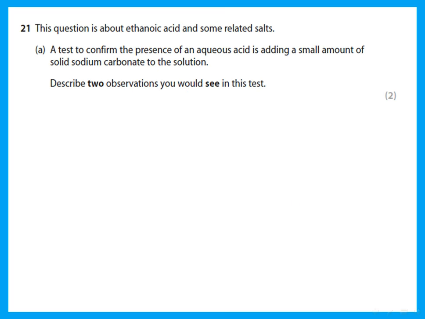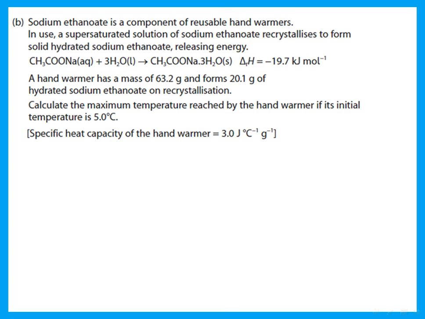A test to confirm the presence of an acid in an aqueous solution is adding a small amount of solid sodium carbonate to the solution. So he has an acid. He wants to do a test for the presence of acid by adding sodium carbonate. If I add sodium carbonate to an acid, describe the 2 observations you would see. Of course, you're adding carbonate to an acid. The solid will dissolve and it forms carbon dioxide gas, so bubbles of gas are formed.